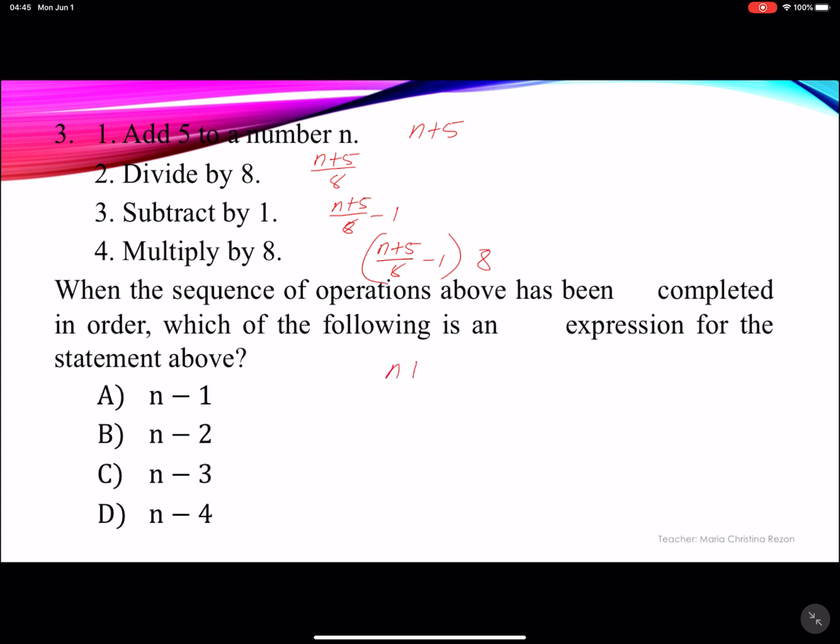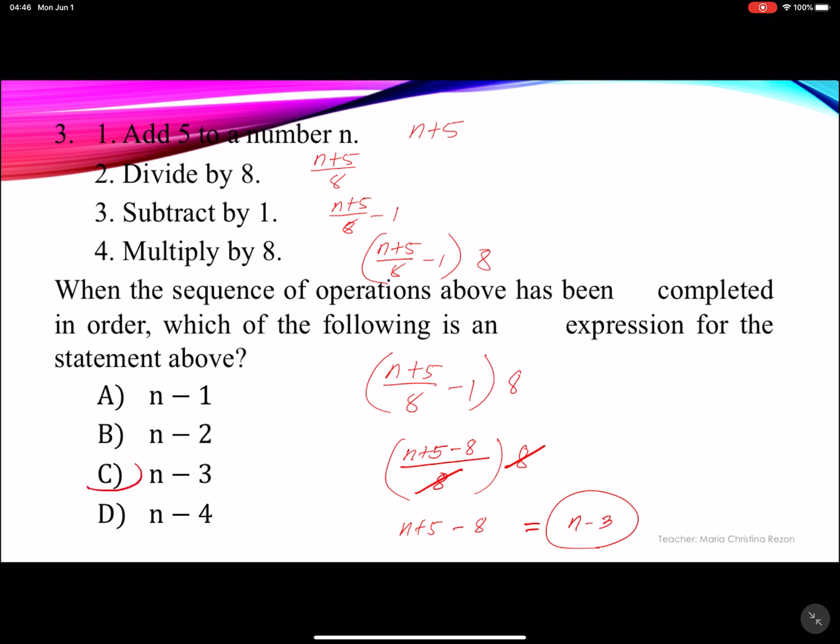So n plus 5 over 8 minus 1 times 8. This is a fraction, this is a whole number, so we can rewrite that as 8n plus 5 minus 8 times 8. Cancel 8. So what is left is n plus 5 minus 8. And that is just equal to n minus 3. So this is your answer, and that is letter C.